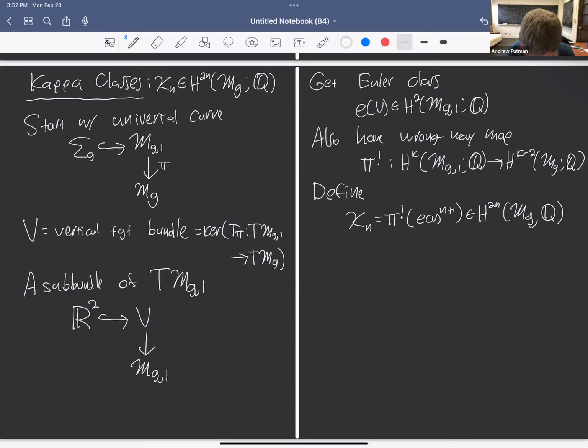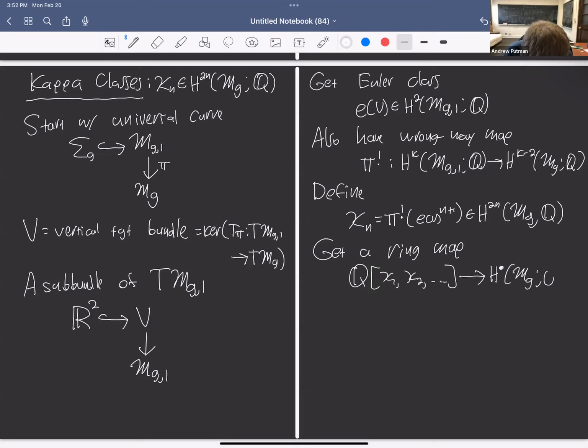And so these classes assemble, each of them lies in different rings, so we get a ring map from the polynomial ring in the kappa classes, kappa 1, kappa 2, and so on, to the cohomology ring of MG with Q coefficients. And so there's a deep theorem of Madsen and Weiss.